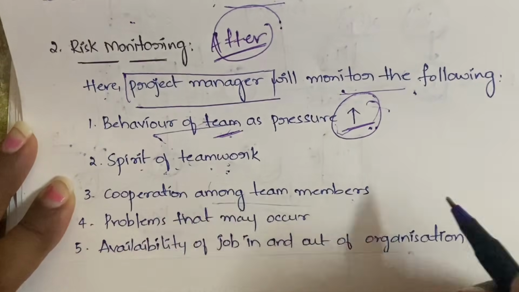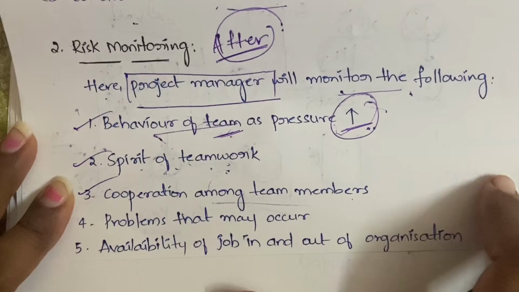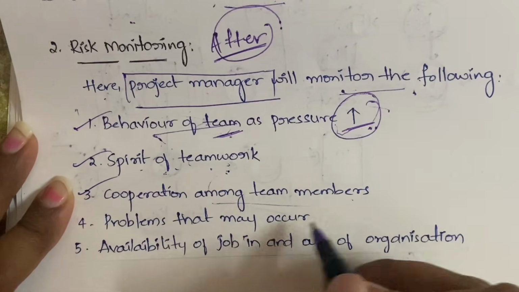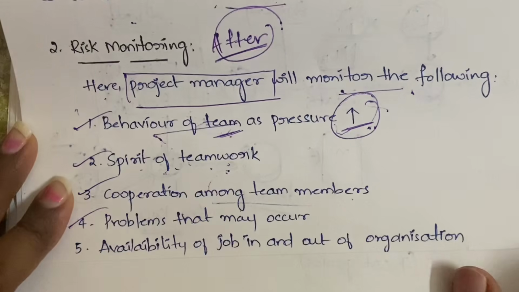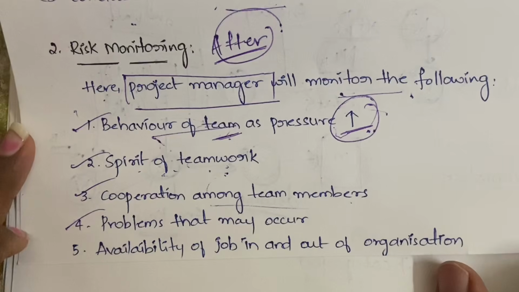Yeah, see, cooperation among team members. So it is all about something related to team. Okay, teamwork and all. Okay, got it? Next, problems that may occur. So what are the problems that may occur within the team, or in general in a project, and how to overcome those problems and all.